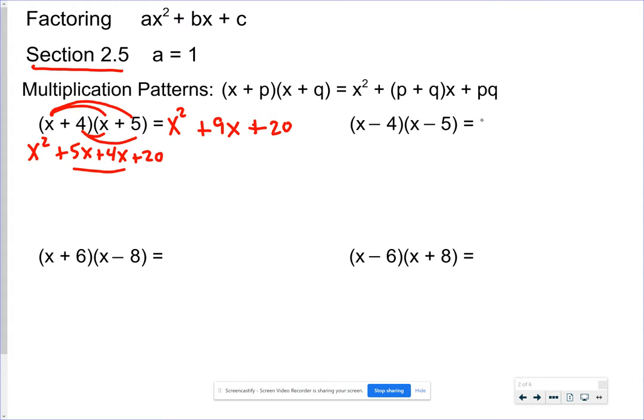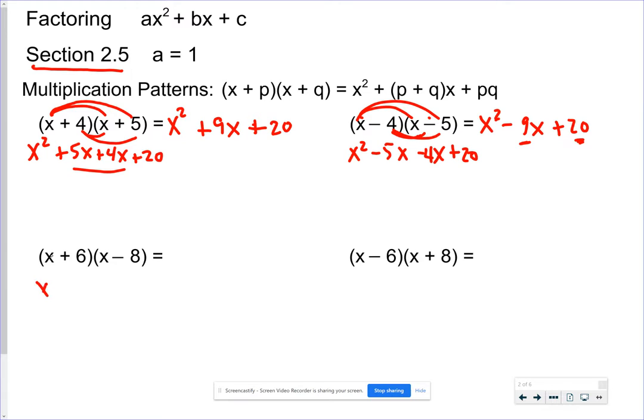Now, on this one, the only thing that changes is we have the x times the x creating the x squared. We have a minus 5x and then a minus 4x. Negative times negative turns into a positive 20 again. So the only thing that changed when both of these signs are negative is that we have a minus 9x instead of a plus 9x. But notice again that this is the product of the negative 4 and the negative 5, and the negative 9 is the sum of the negative 4 and the negative 5.